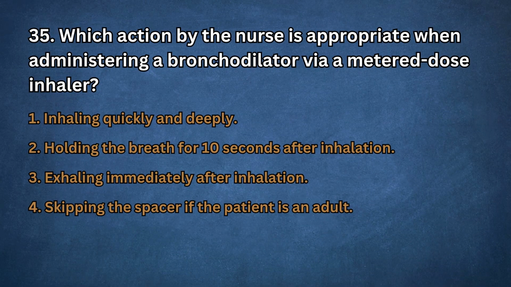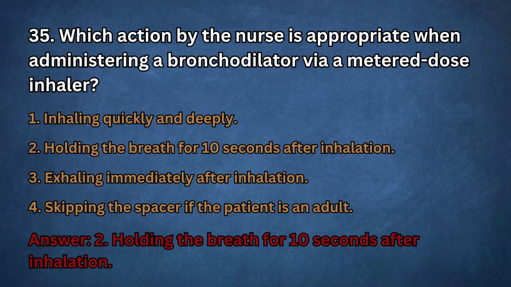35. Which action by the nurse is appropriate when administering a bronchodilator via a metered dose inhaler? 1. Inhaling quickly and deeply. 2. Holding the breath for 10 seconds after inhalation. 3. Exhaling immediately after inhalation. 4. Skipping the spacer if the patient is an adult. Answer: 2. Holding the breath for 10 seconds after inhalation.